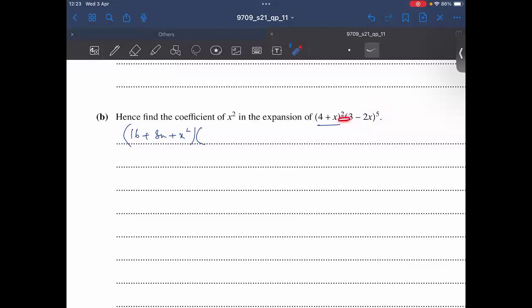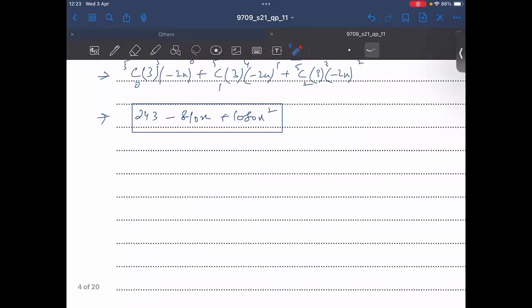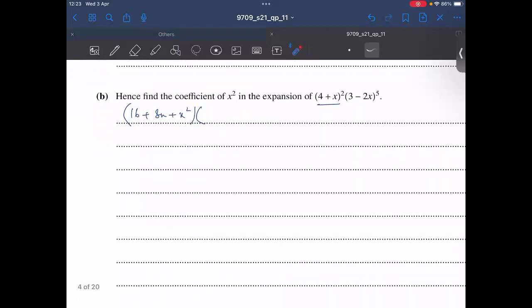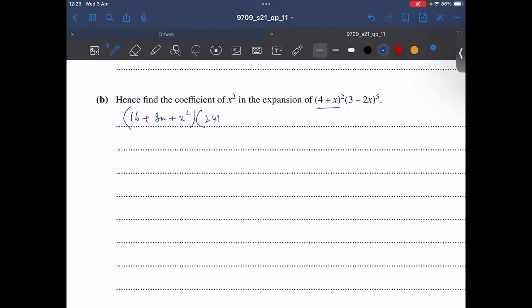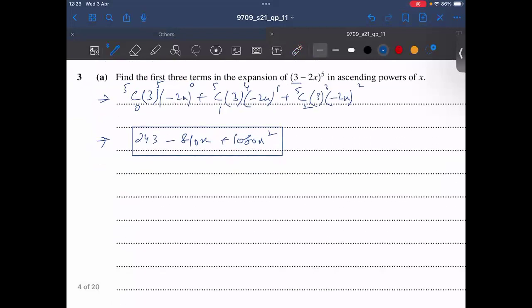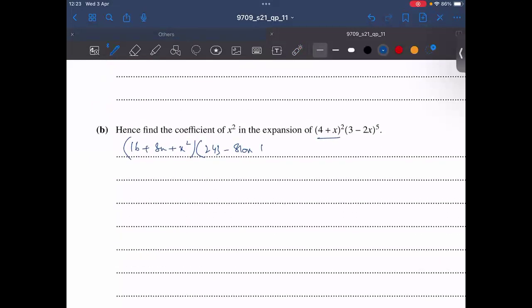All right, so if it is like 2, have a look at this. You have got 3 terms. If it is 5, you're going to get 6 terms. So out of the 6 terms, we have found the first 3 terms of this bracket, which are 243 minus 810x and plus 1080x square. And these are enough because we are supposed to find the coefficient of x square.